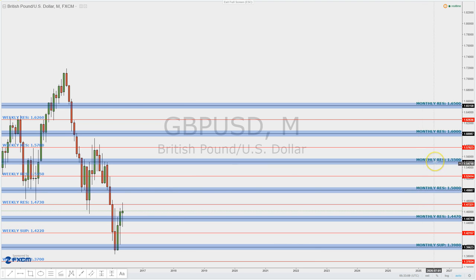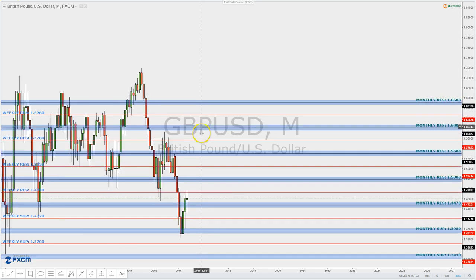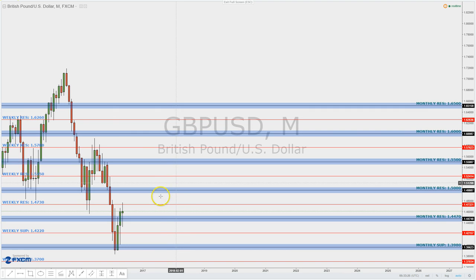And right here, this is a psychological number, 1.5500. Same thing right here, psychological 1.60. Same thing right here, 1.650. So these are just psychological barriers.